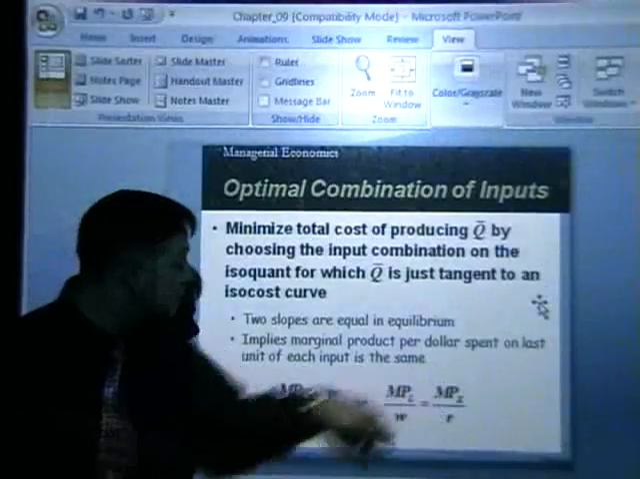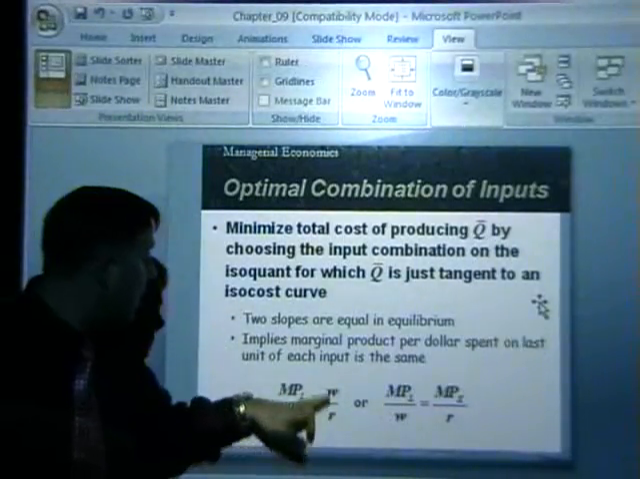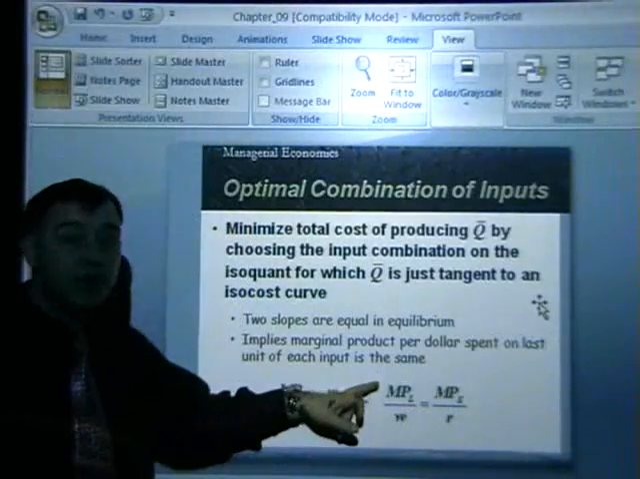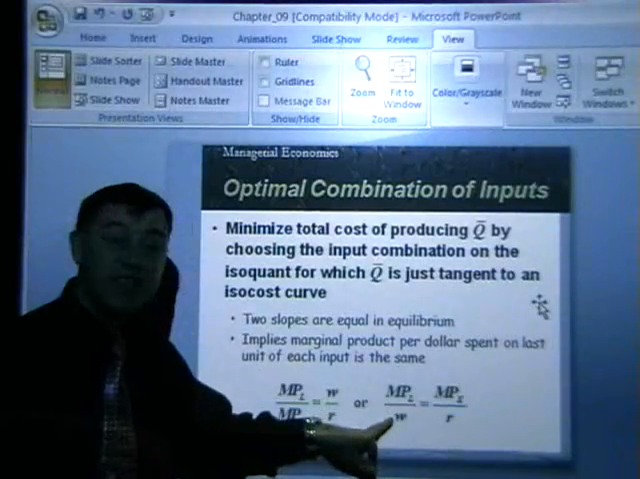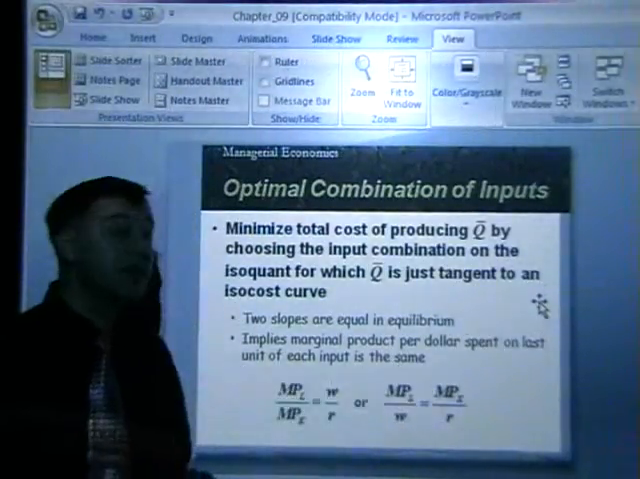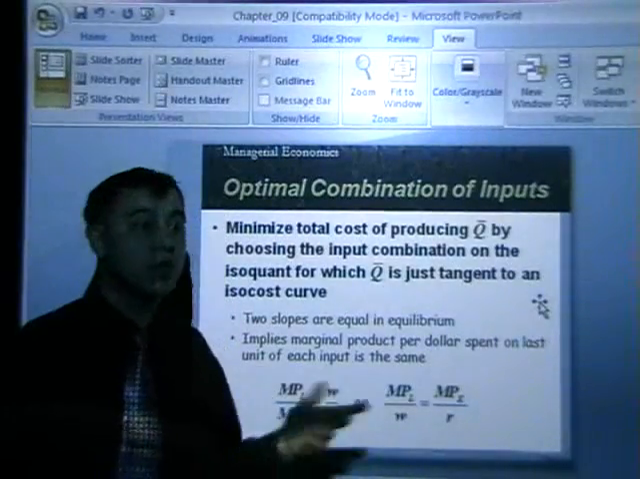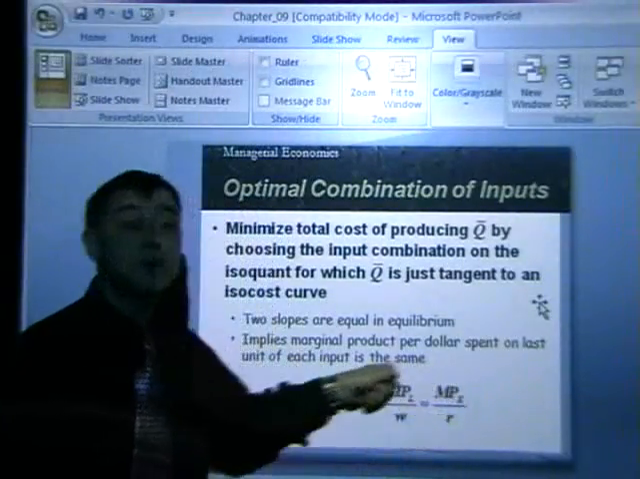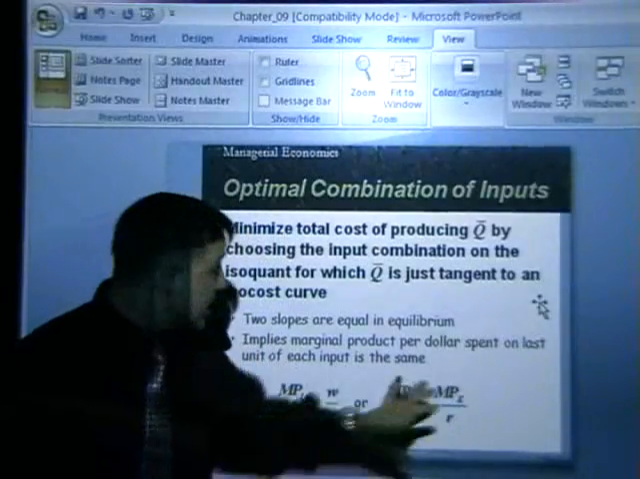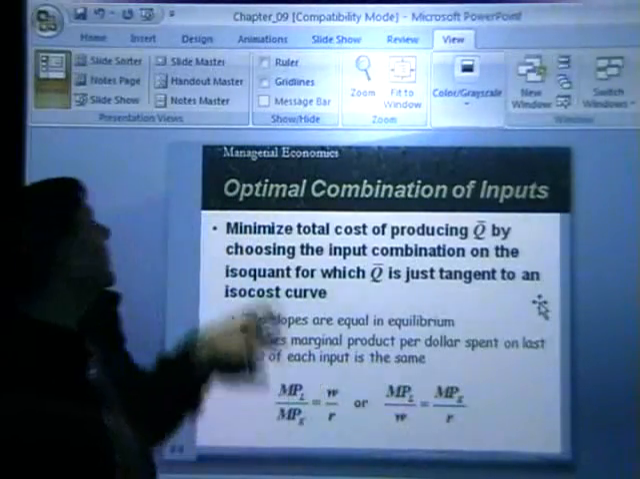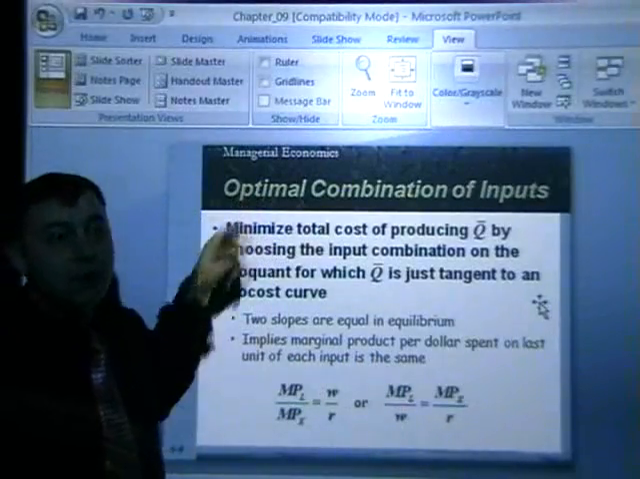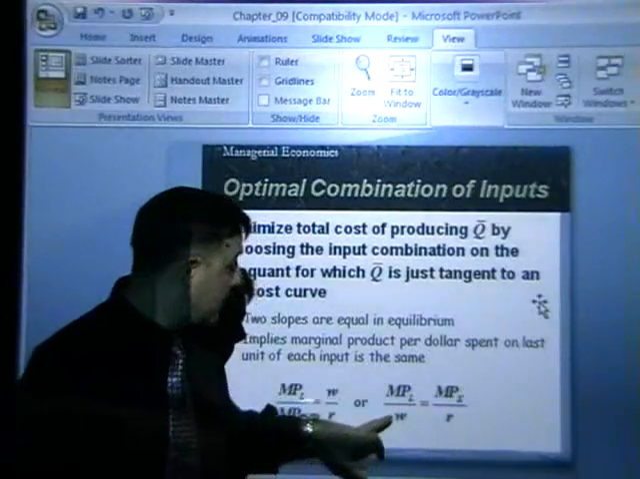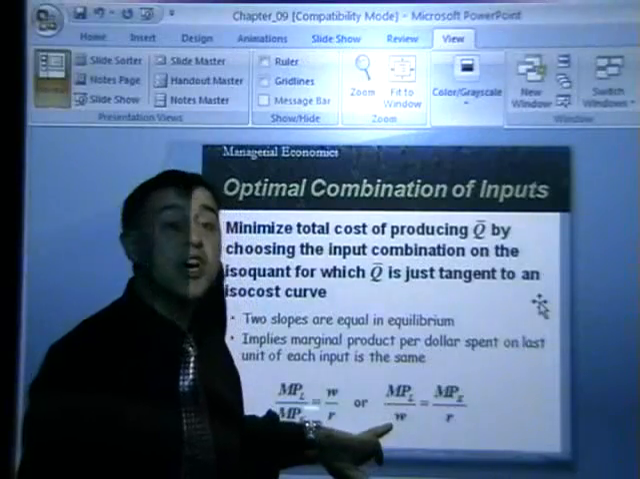And now, of course, you can rearrange. W comes underneath and R goes over here. So, marginal product of capital goes up. What you're getting here is marginal product of labor divided by wage equals marginal product of capital divided by the return or cost of capital. What is the meaning of this particular relationship? This relationship is true only at optimality. Only at optimality.